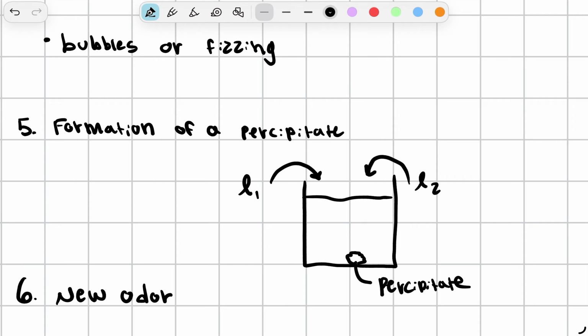And if you mix this solution, the precipitate would not dissolve. It's a completely new substance in solid form. And it doesn't always have to be a solid ball. It can also just look like a cloudy mixture.